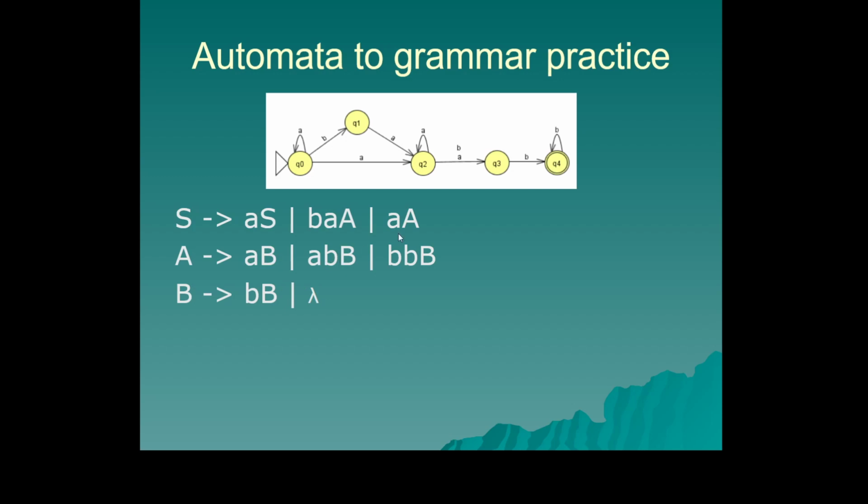And then an AB gets us to state B, or a BB gets us to state B. So either AB or BB will get us to our final state here, and our final state loops back in with a B or has a lambda. So that's it.